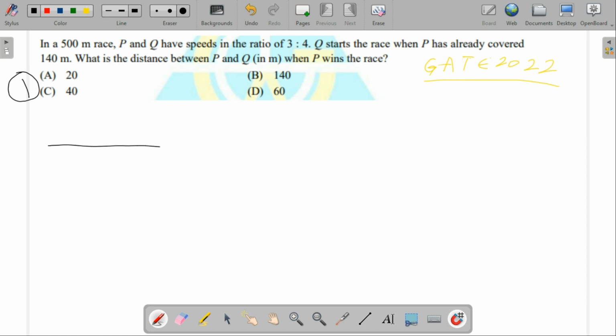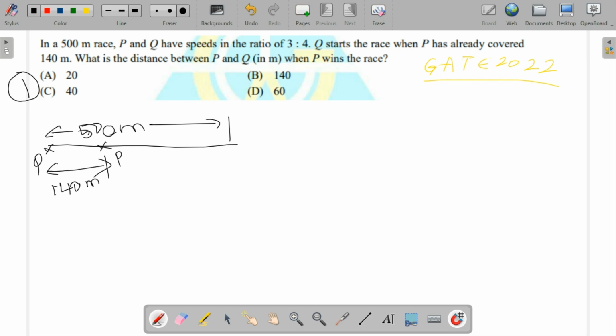So let's consider this is a 500 meters race. So this is 500 meters race, and in here, Q will be starting from this point. But by this time, P has already advanced 140 meters. So we can put 140 meters here. So now P has to only run the rest of the pending meters, which is 500 minus 140, which is 360 meters. So P has to only complete 360 meters, where Q has to complete the 500 meters race.